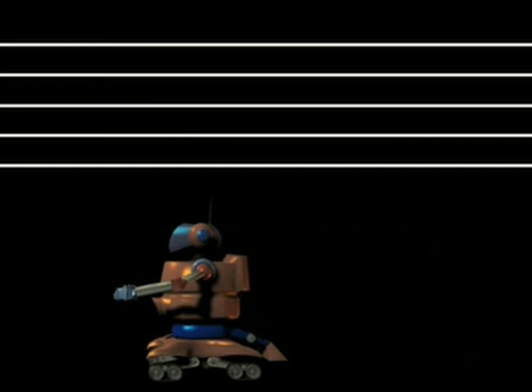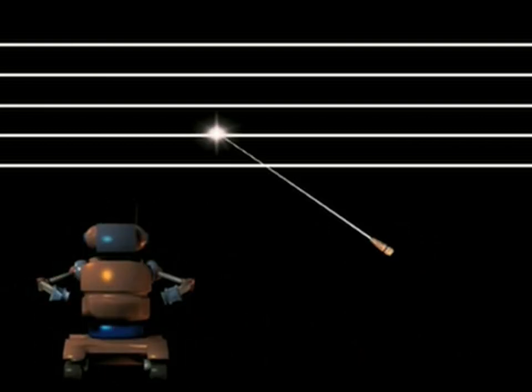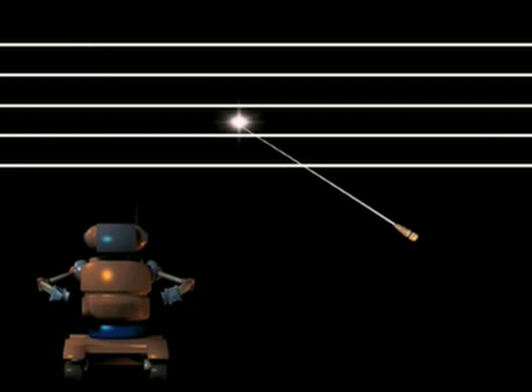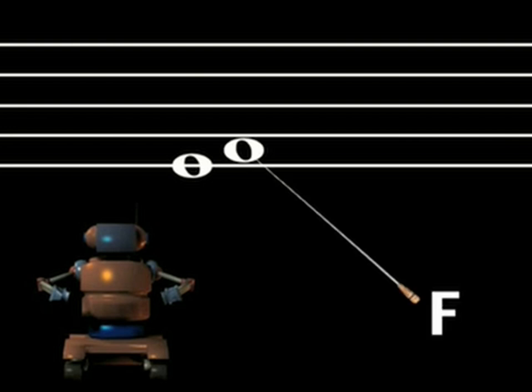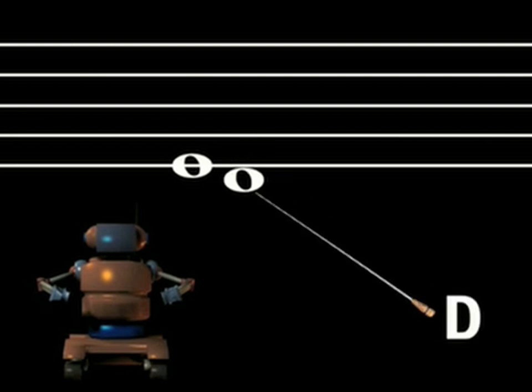Let's see. Have you noticed that a line is always followed by a space, or a space is always followed by a line? So, if the line is the note E, then the space above the line must be F, or the space below the line must be D. Bobot is very smart, very smart.